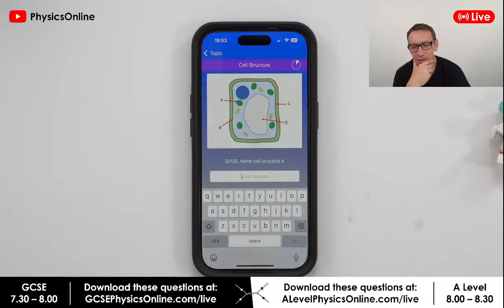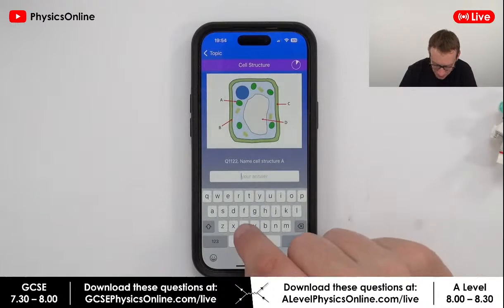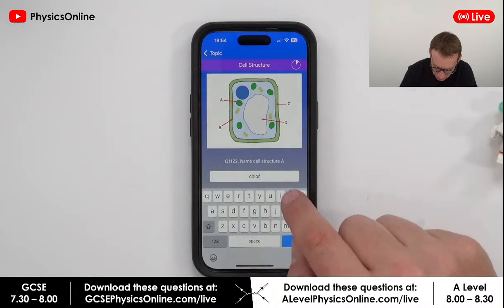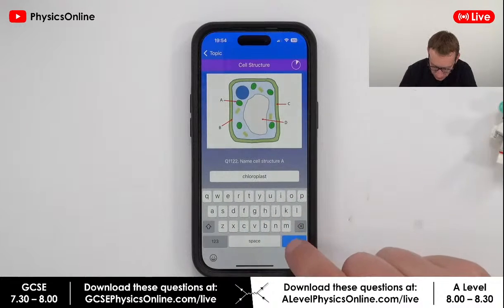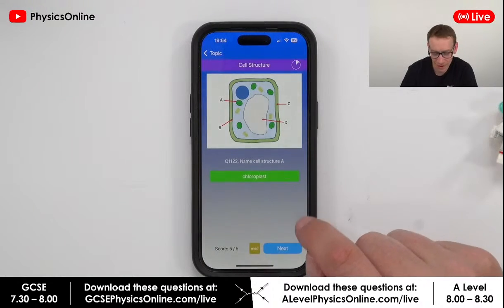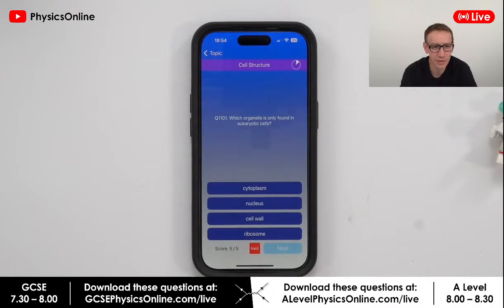Bramble, I think you're doing A-level now, aren't you? Is that right? This is just like a bit of revision from a couple of years ago. So chloroplast, says Clamour. Okay, that's good. Which organelle is only found in eukaryotic cells? Oh yeah, there's quite a few A-level people just playing along for fun, although if you're doing A-level biology as well, I think this should be relatively straightforward.